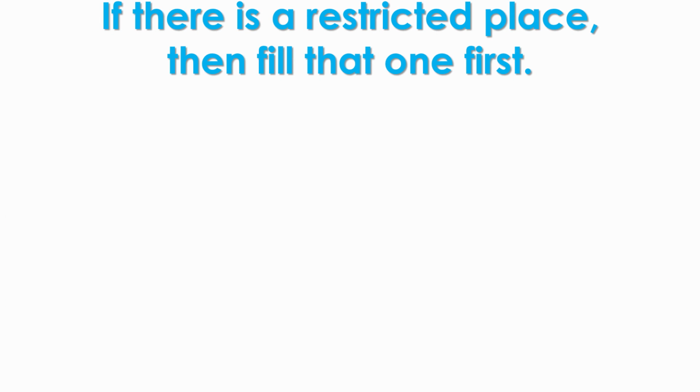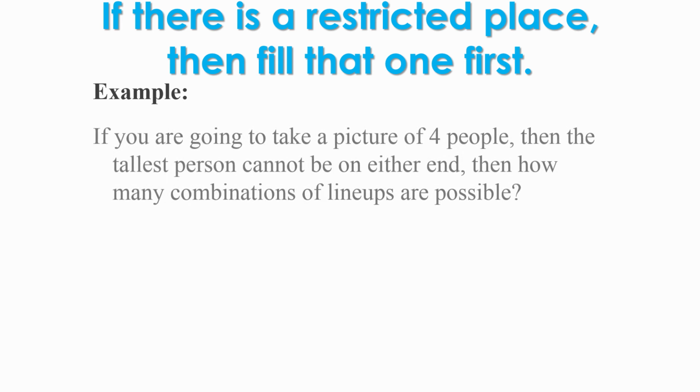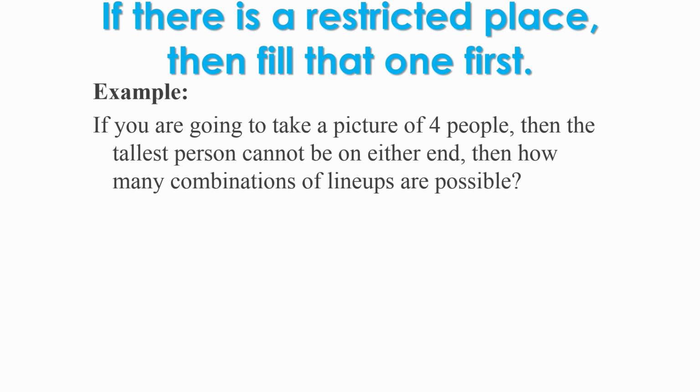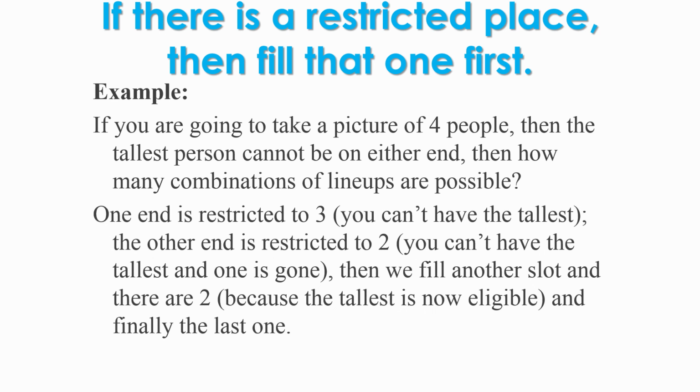Okay, one more wrinkle, and then we'll be through with combinations. If there's a restricted place, fill that one first. For example, if you're going to take a picture of 4 people, but the tallest person cannot be on either end, how many combinations of lineups are possible? Well, we have to start with the restricted positions. One end is restricted to 3. Can't have the tallest. And the other end is then restricted to 2. Can't have the tallest, and 1 is gone.